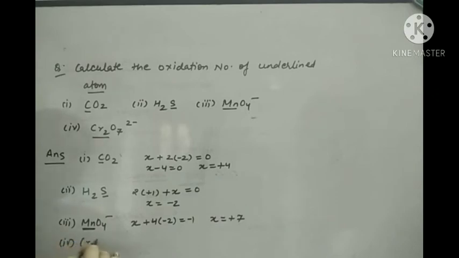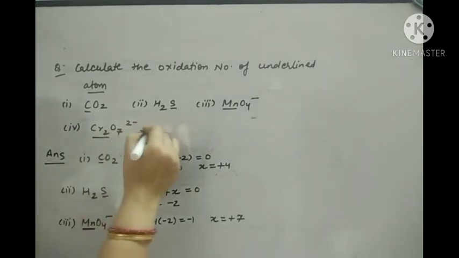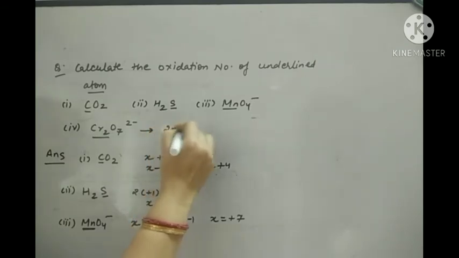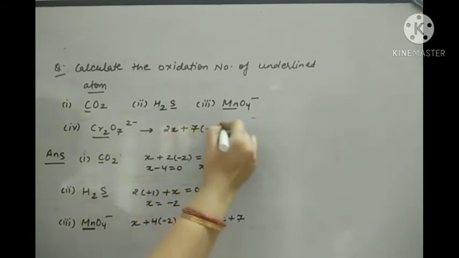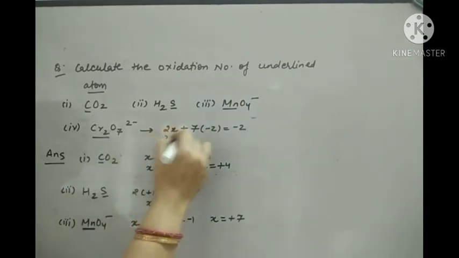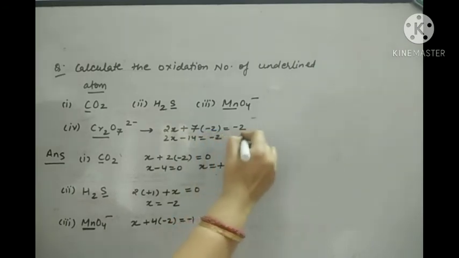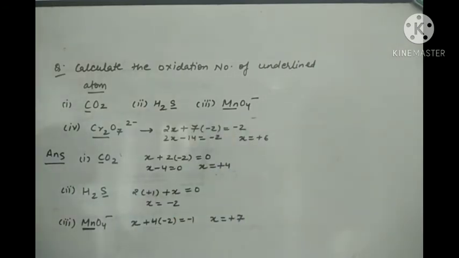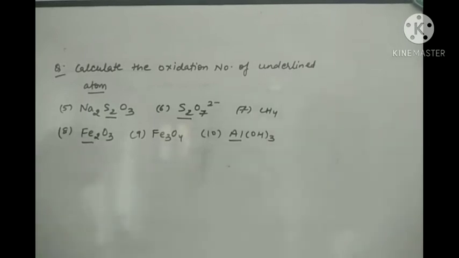Likewise, Cr2O7 2 minus. I have to find out the oxidation number of chromium. Now 2 Cr are there, so I will put 2x because the number of chromium atoms is not 1, it is 2. So it is 2x plus 7 into minus 2 equal to minus 2, because now the total charge is not 0, it is equal to minus 2. 2x minus 14 equal to minus 2, so x equals plus 6. So this is how we can find out the oxidation number of any element when it is present in combined form. Now a few more examples are there.